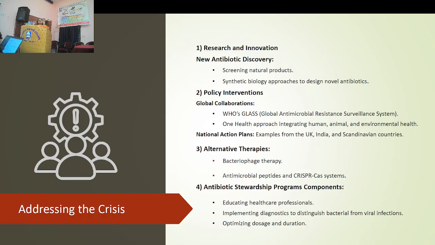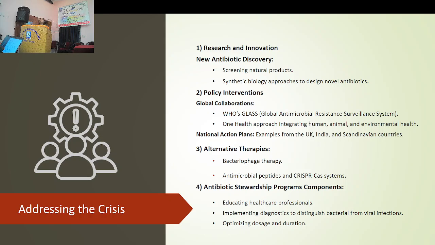Second is the policy intervention, because policy makers have to act according to what is happening in the global and the national plan of action. In the global, WHO has created a global antimicrobial resistance surveillance system which is known as GLASS. What GLASS is doing is creating small hotspots and then identifying the pathogens which are getting resistant, and in which zones they are getting resistant. So they are selecting accordingly, and that is how GLASS is acting.